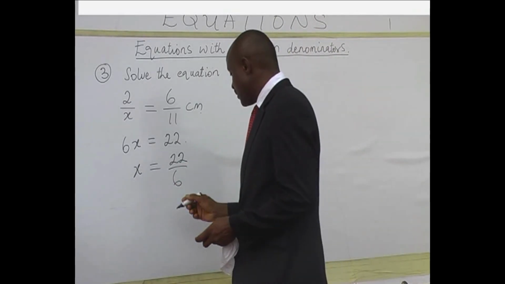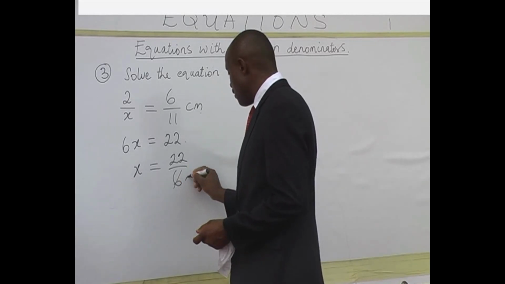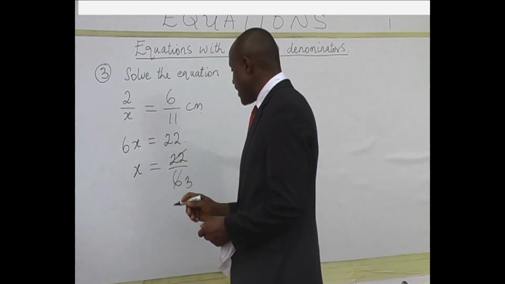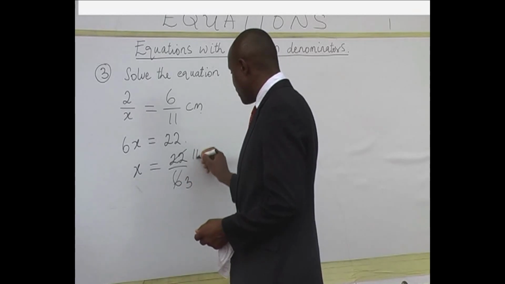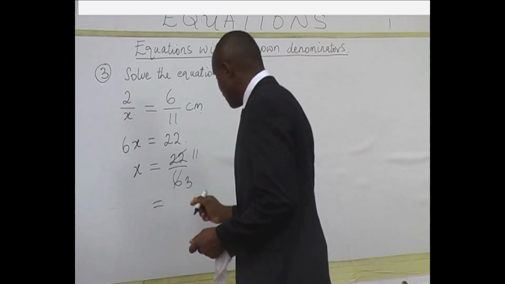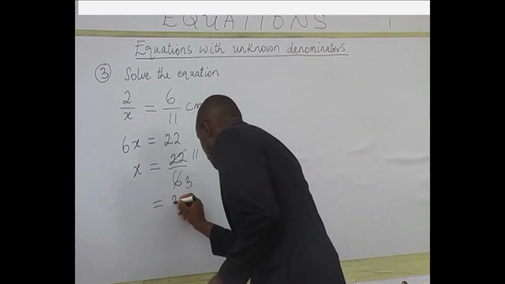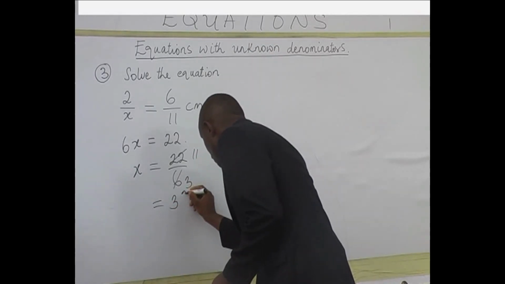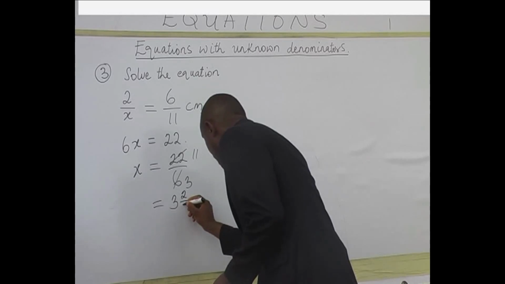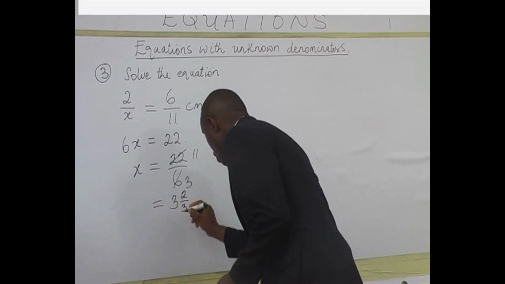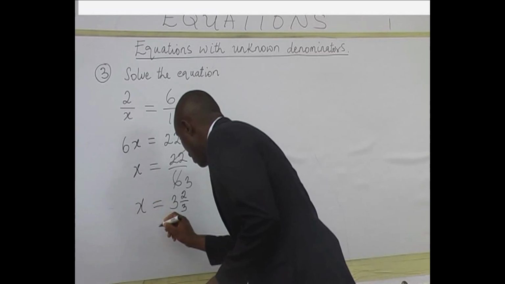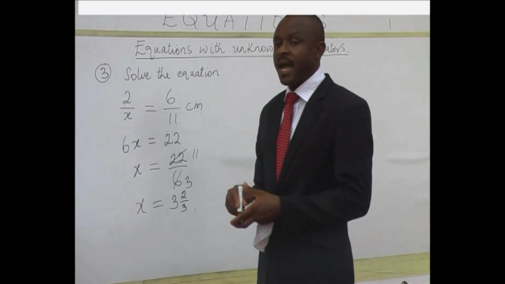Divide out this. 2 can divide it to give you 3. 2 can divide 22 to give you 11. So you're going to have 3 divides 11 will give you 3, and we're left with 2. That means 3 whole number 2 all over 3 becomes the value of x in that equation.